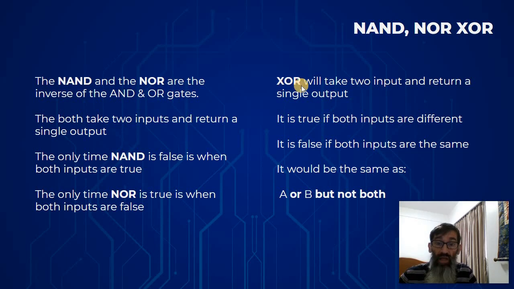The XOR, now this is a little bit different, it often takes a little bit of time to get your head around it when you first see it. Again, it takes 2 inputs and returns a single output. It is true if both inputs are different. It is false if both inputs are the same. So it's going to be the same as A or B, but not both. So if A is true, light bulb goes on. If B is true, light bulb goes on. But if both A and B are true, then no, that's a false.